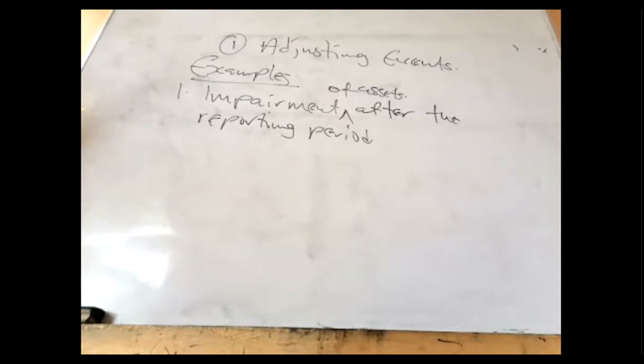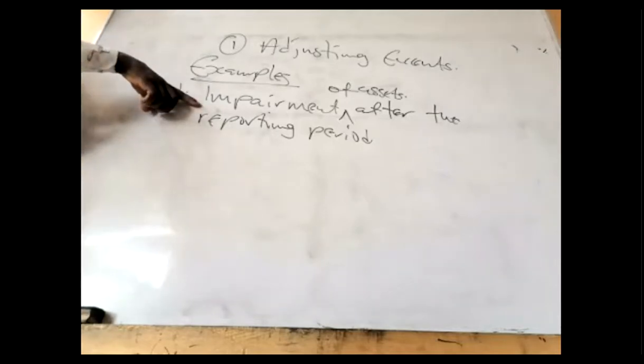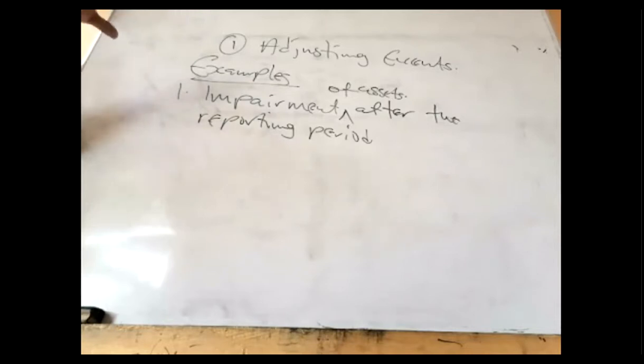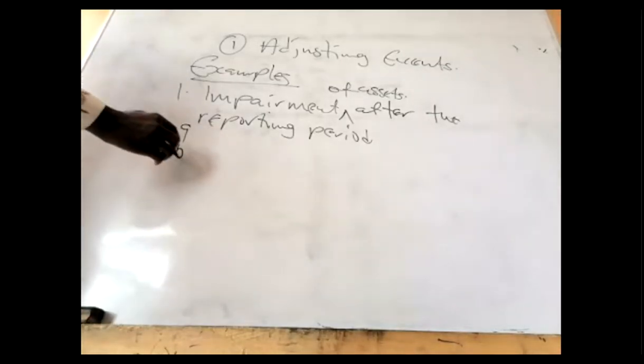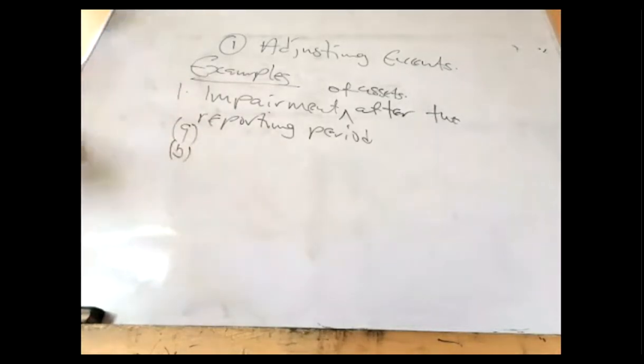In fact, these two examples are sub-examples under impairment of assets. When you say impairment of assets, we mean any form of asset. It can be inventory, goods, receivables, or cash, where we are not going to recover the entire value. That means some part has been impaired. So these ones are sub-examples of impairment.